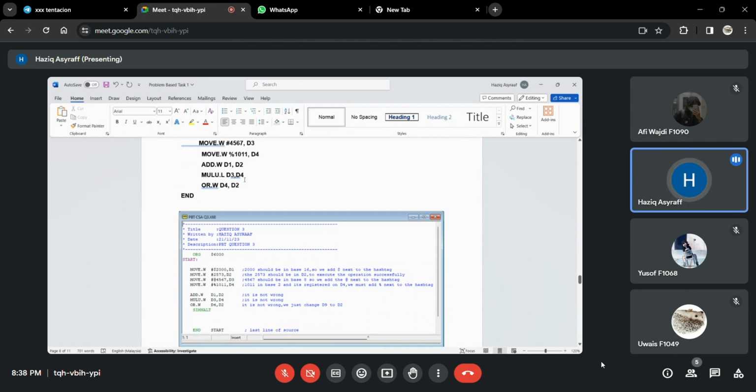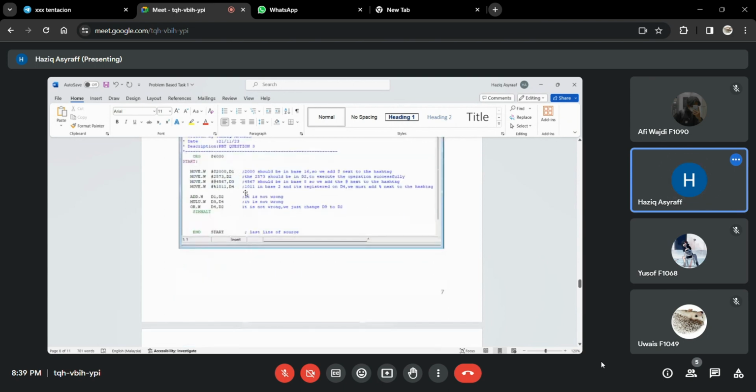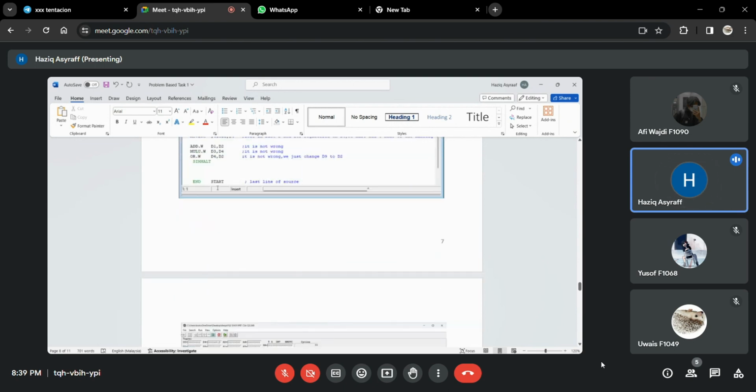The fifth error is mulu.l. It should be w. If we put the l, it will not work properly and it becomes an error. See right here. Okay.